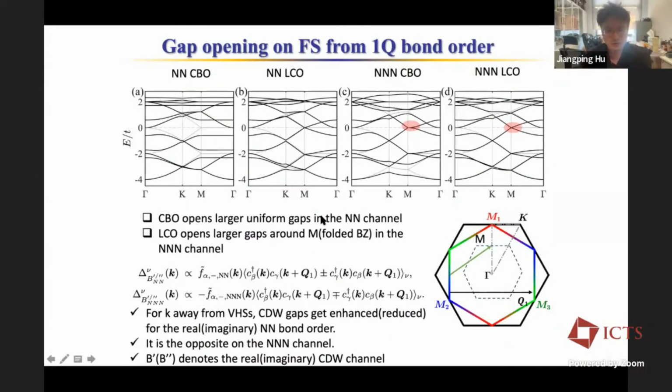So another way you can also try to understand is simply by looking at what kind of energy gain you can have in this loop current order, to get the idea why this second nearest neighbor is favoring this loop current order. Okay, so in fact, if you look at the gap opening at the Fermi surface, a nearest neighbor interaction actually favors the charge bond order, which uniformly opens a gap. But for the loop current order, if you have the second nearest neighbor interaction, it opens a very large gap along this endpoint.